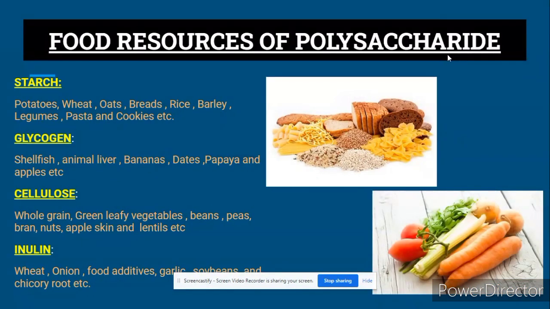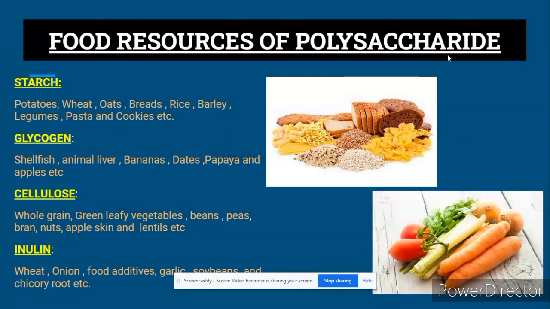Polysaccharides play a vital role in the metabolism of our body, so it is essential for us to make use of them in our daily diet. Starch, the plant food storage reservoir, is present in the cereal grains including wheat, barley, oats, corn, etc., and their products such as bread, pasta, cookies. Plus, it is also found in potatoes, yams, and legumes.